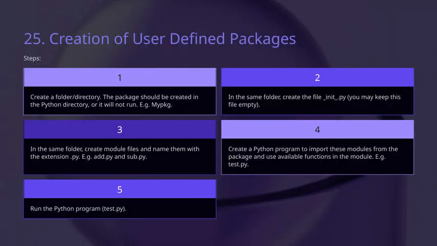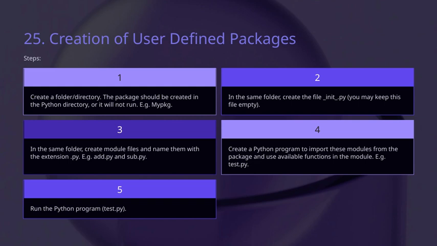Let's walk through the steps to create your own user-defined packages in Python. First, you need to create a folder or directory where your package will reside. It's important to place this inside your main Python directory, or else it won't run properly. For example, you might name this folder mipkg. Next, within this folder, you'll create your module files. These are Python files with the extension .py. For instance, you could have add.py and sub.py, which contain functions for addition and subtraction, respectively.